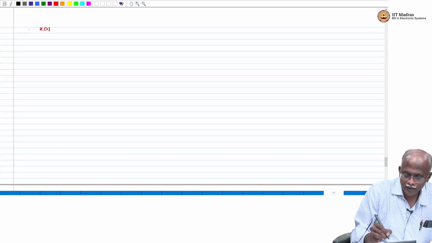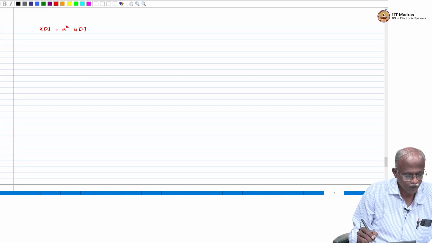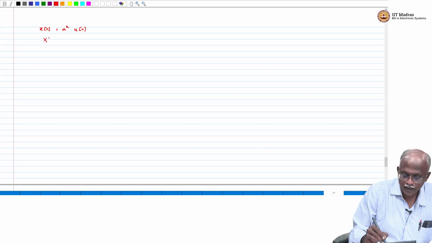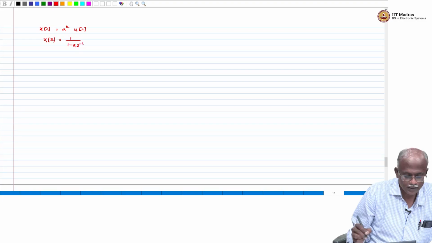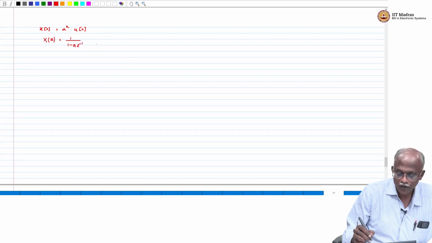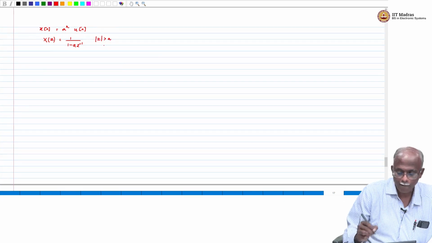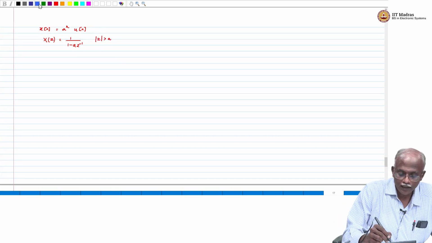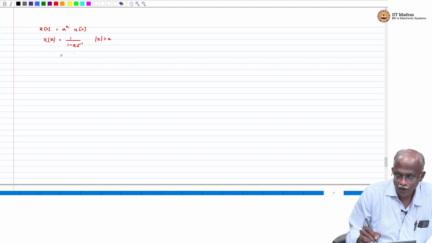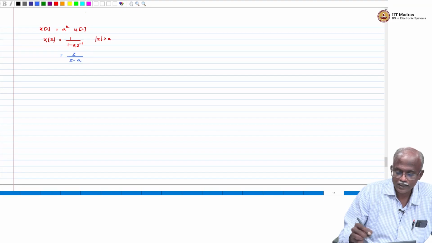x of n is equal to a power n u of n. What is the z transform? X of z is 1 over 1 minus a z inverse, and we got the condition that mod z is greater than a. Okay. Now, let us write this in polynomial form. This will be z divided by z minus a.